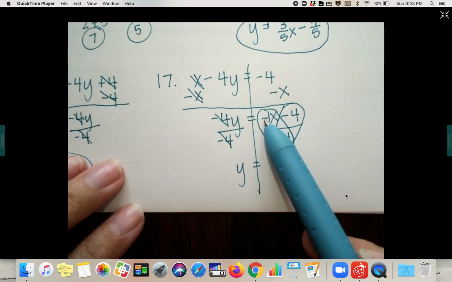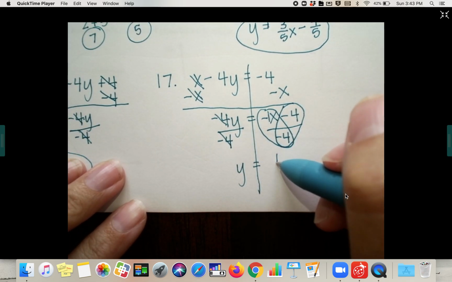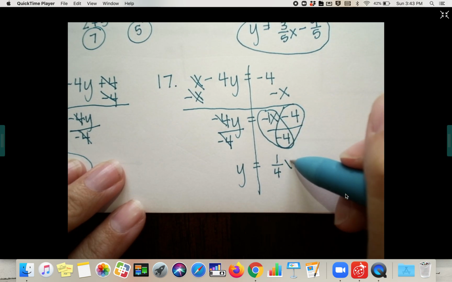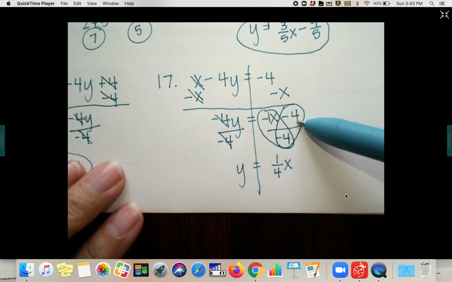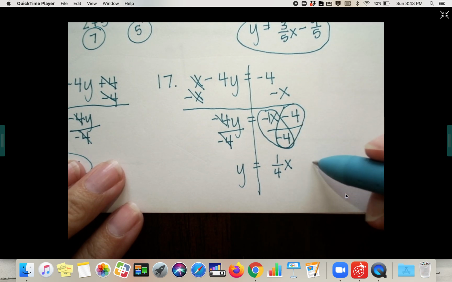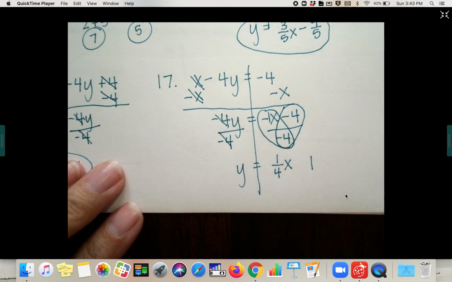And it's a negative divided by a negative, so it's positive 1/4. Don't forget your x is still there. And then 4 divided by 4 is 1. And that's a negative divided by negative. So once again, it is positive.